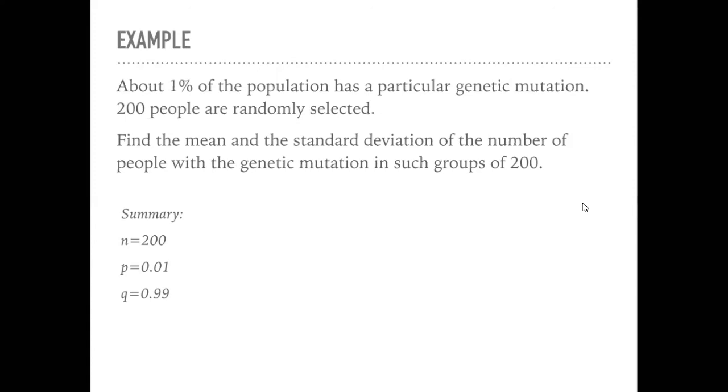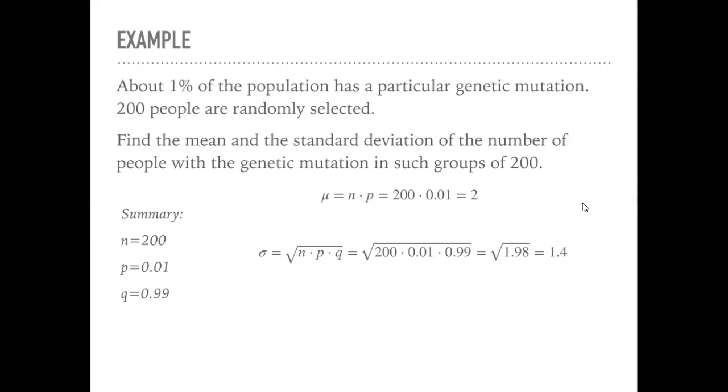So then our mean, we're just multiplying n times p together. So our mean is going to be 2. And then our standard deviation is n times p times q, and take the square root. So our standard deviation would be about 1.4. So that's a little bit about the binomial distribution that gets us started here.